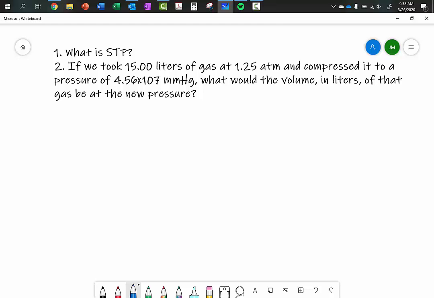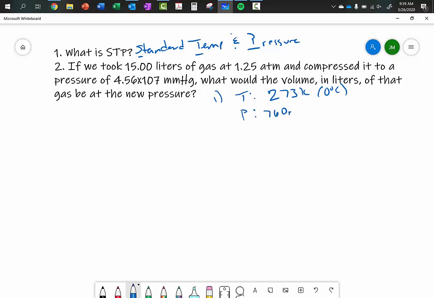First, it says, what is STP? STP stands for Standard Temperature and Pressure. Okay. So for number 1, our standard temperature is going to be 273 Kelvin, which is 0 degrees Celsius. And our standard pressure is going to be 760 millimeters of mercury, which is equal to 1 atmosphere. All right, so that is standard temperature and pressure.